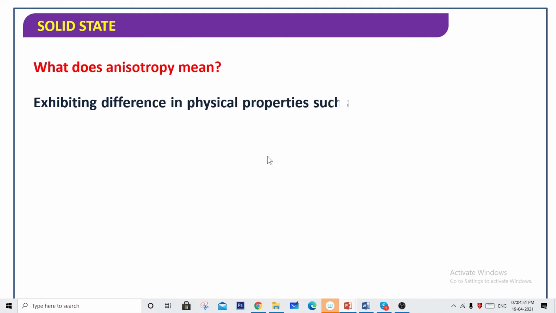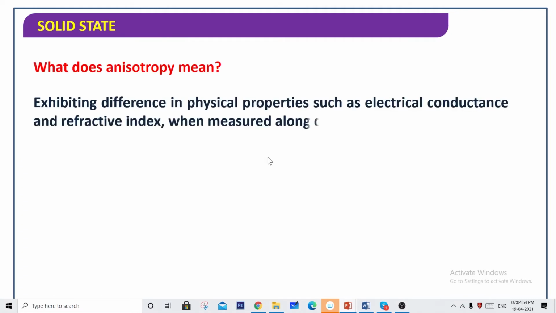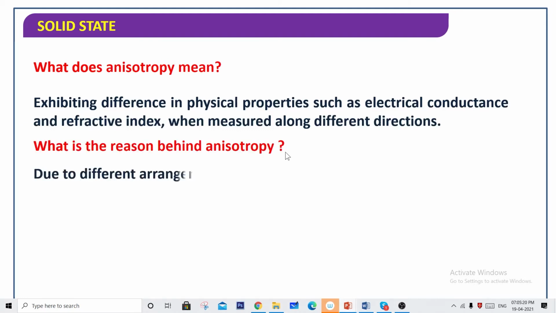So, what do you mean by anisotropy? Different physical properties, such as electrical conductance and refractive index, when measured along different directions. I hope it's clear. And what is the reason behind anisotropy? Because we have different arrangements of particles in different directions.